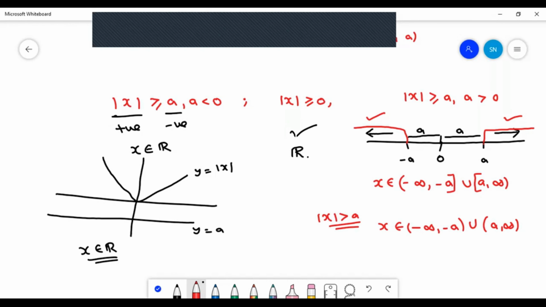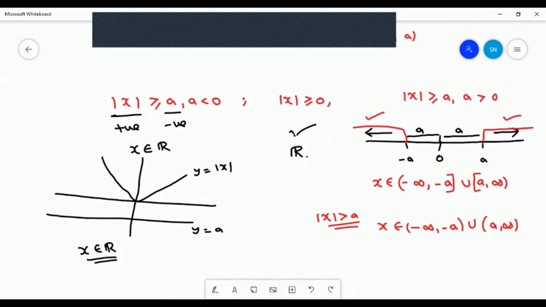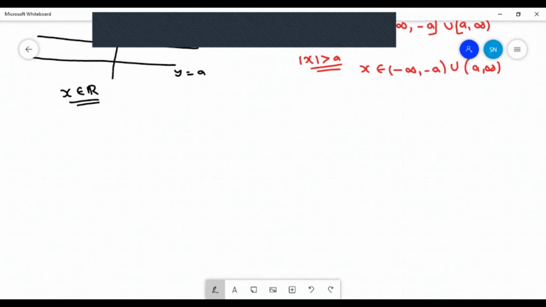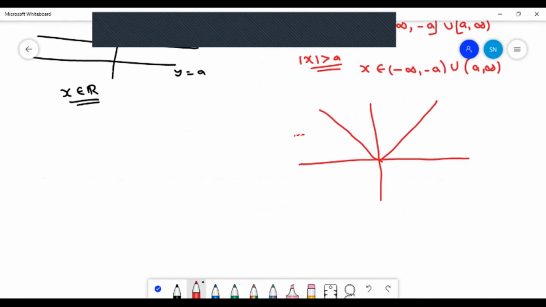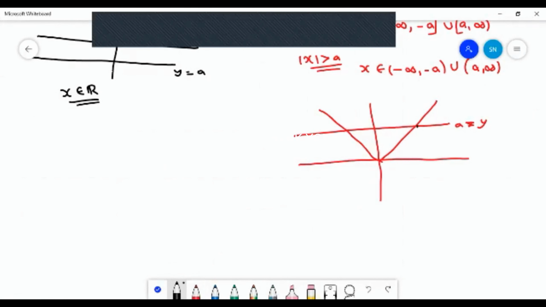Using a real line, suppose you want to understand the same point using the graph of the function. Again I take the graph of y equal to modulus of x and y equal to a, since a is greater than 0. So these are the points of intersection, minus a here, plus a.